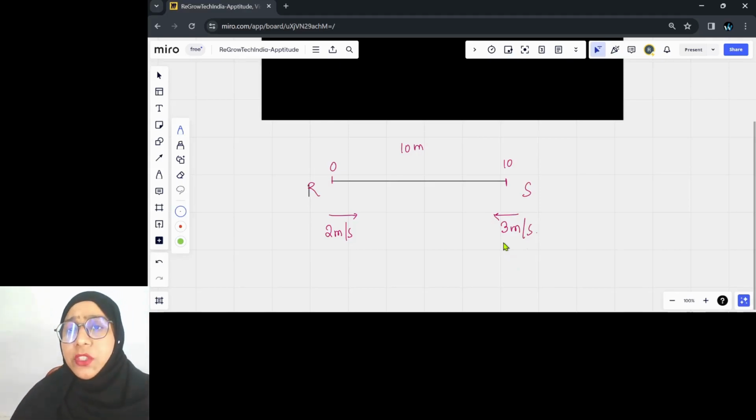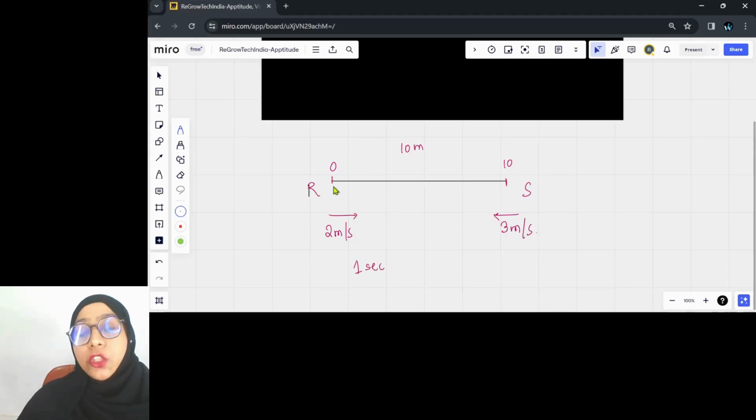Now, here's what generally happens. What is speed? Speed is simply the distance one can cover in a unit time. For example, here, Raj can cover 2 meters in 1 second, whereas Simran can cover 3 meters in 1 second, right? So, how much could they cover together? After 1 second, Raj, who was at 0, came to 2, whereas Simran, who was at 10, is now at 7, and the distance between the two of them is just 5 meters.